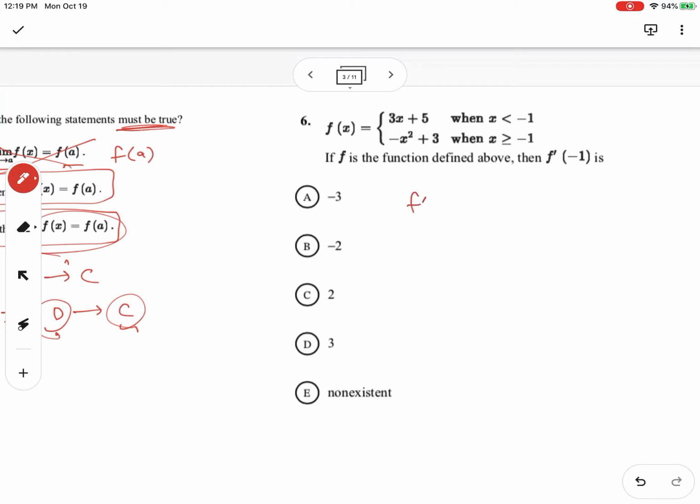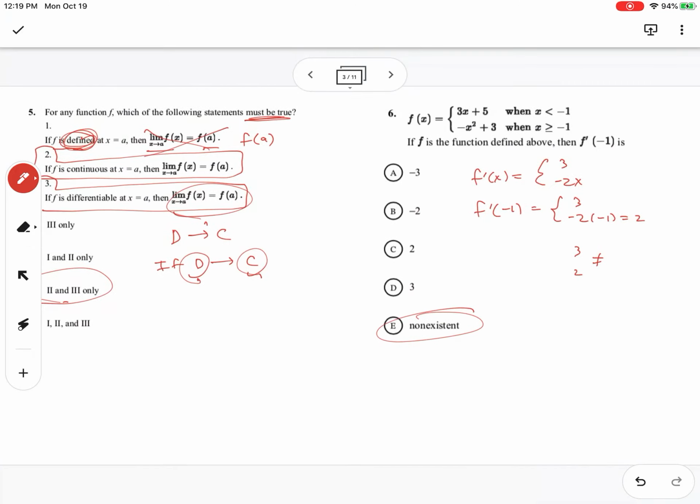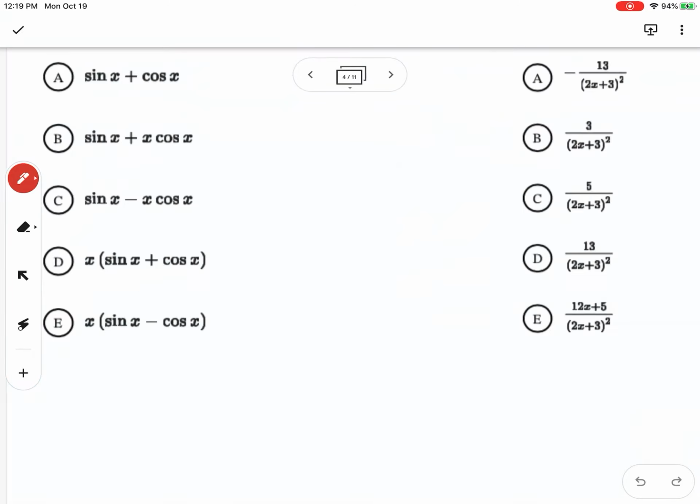Number 6 is very similar to what we just did. So remember for a piecewise function, you want to take the derivative of the top, derivative of the bottom. So 3 and negative 2x. And then notice when I plug in negative 1 here, the top stays 3 because it's constant. Negative 2 times negative 1 is 2. So 3 and 2 are not equal to each other. Therefore, it is not differentiable. Okay?